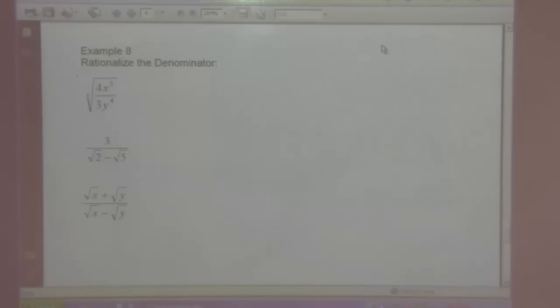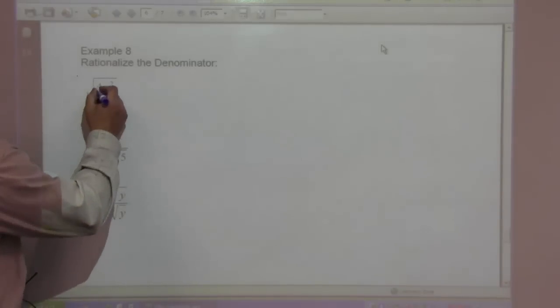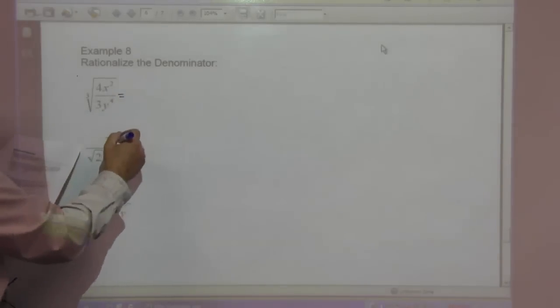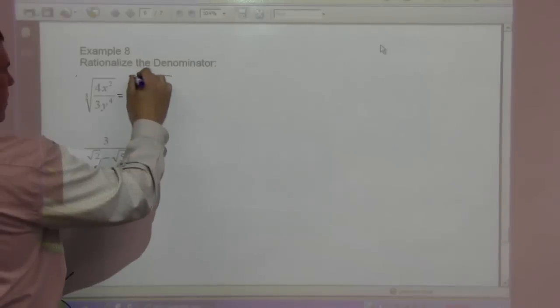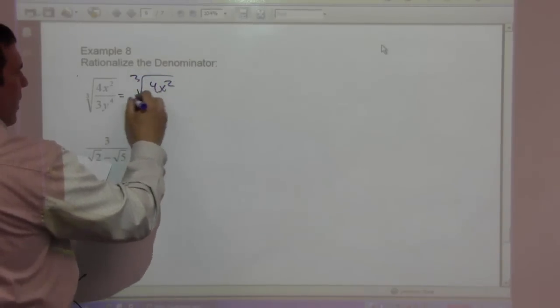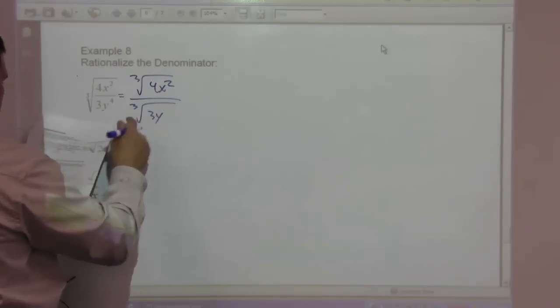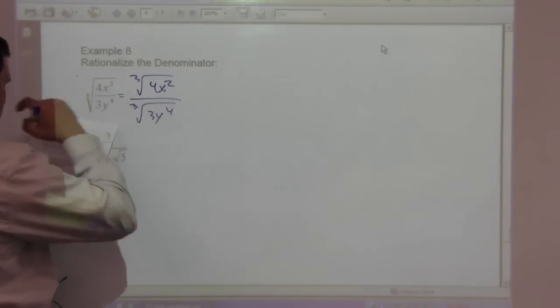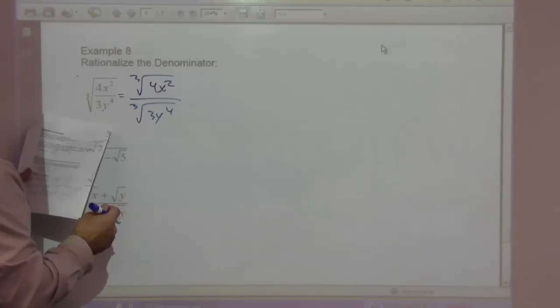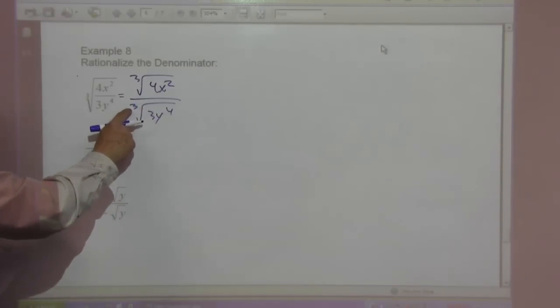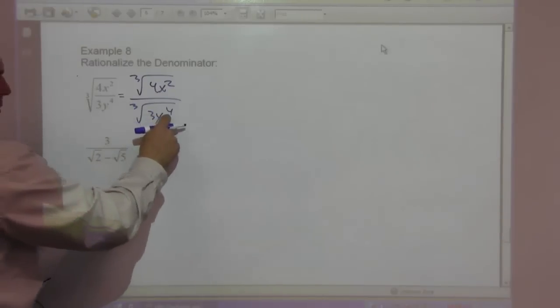So example 8, rationalize the denominator. We have the cube root of 4x squared over 3y to the fourth power. This would be like saying the cube root of 4x squared, and you can't do anything with that, over the cube root of 3y to the fourth power. Now, 4 will not divide into 3 evenly, or 3 does not go into 4 evenly, excuse me.